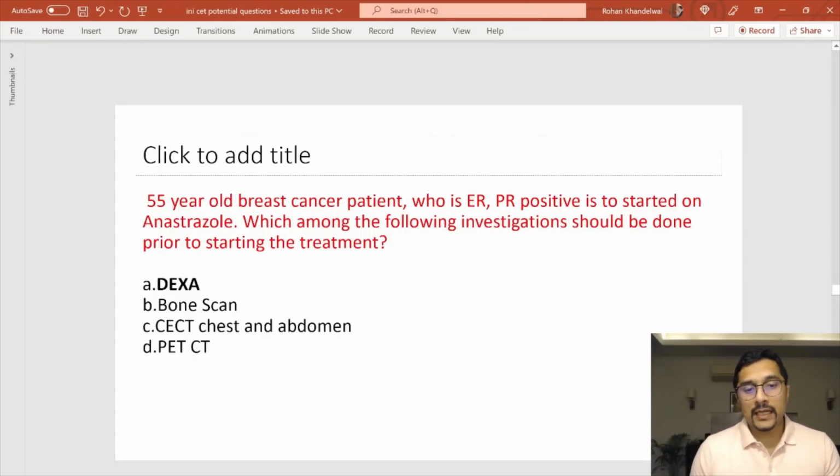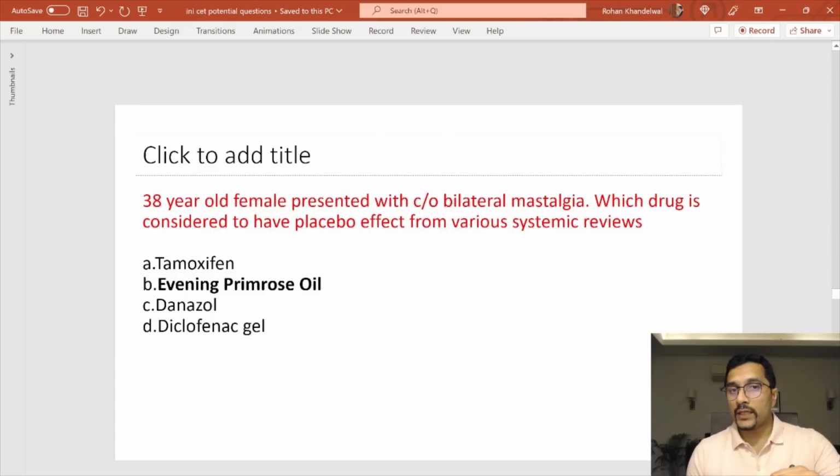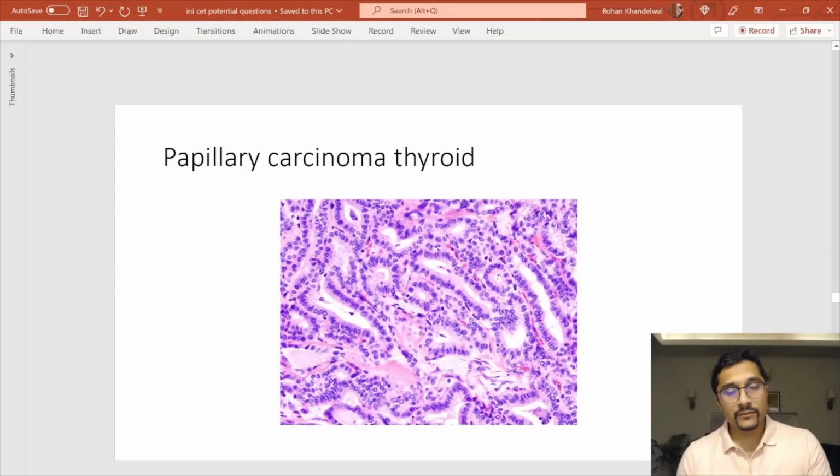A patient on anastrozole, one investigation which we will do is DEXA or bone density scan, because anastrozole and letrozole are aromatase inhibitors and they can lead to reduced bone density. Bilateral mastalgia or fibroadenosis, placebo effect is seen with evening primrose oil. This is written in Bailey and you should remember this for your exam.